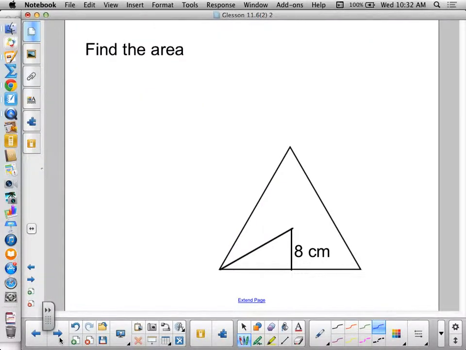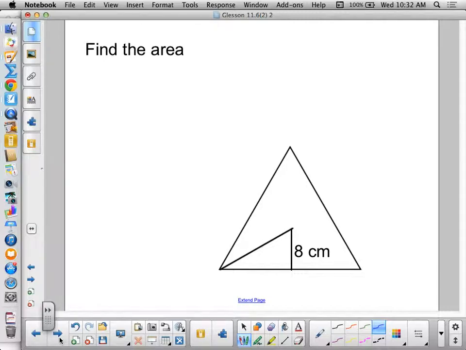This is a little more interesting problem. Find the area. It's an equilateral triangle. And all we're given of the equilateral triangle is the apothem. So we have a little bit of work to do.